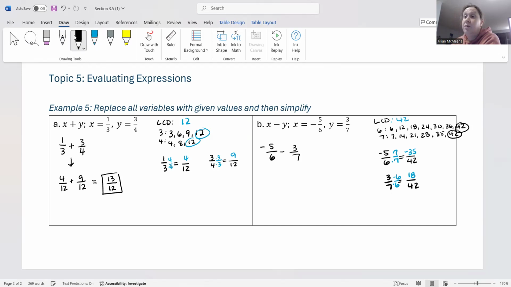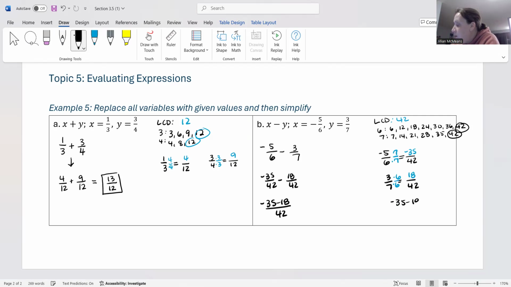So let's rewrite the original problem. So the original problem was negative 5/6 minus 3/7. But we want to replace those values with equivalent values that have the same denominator. So negative 5/6 is equivalent to negative 35 over 42. And 3/7 is equivalent to 18 over 42. And anytime I have weird sign stuff, I just let it all float to the numerator and figure out what all that stuff is over the common denominator. So for now, I have negative 35 minus 18 over 42. And we can do a completely separate problem for negative 35 minus 18.